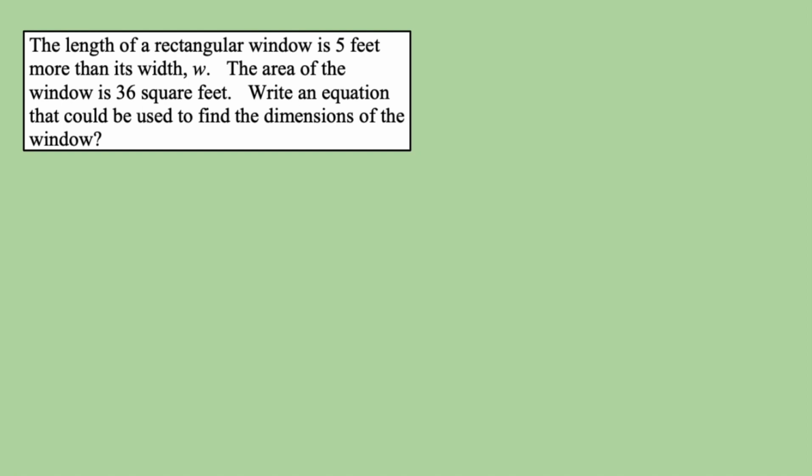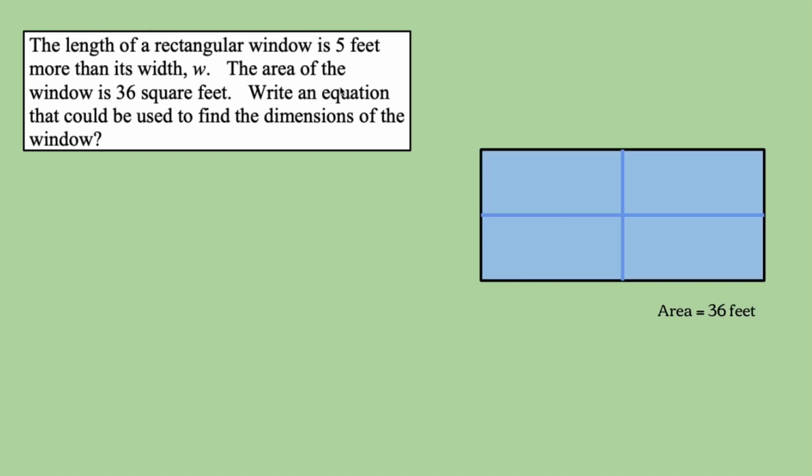For this question, we can actually just draw it out since they're giving us some shapes. So here's our window, and it's given that we have an area of 36 square feet. It's also given that our width is w, and we know that the width of a rectangle is always the shorter side. So here we have w, and the length it says is 5 more than its width. So it's going to be 5 plus w, or w plus 5. So the information that we have so far is that our area is 36, our width is w, and our length is w plus 5.